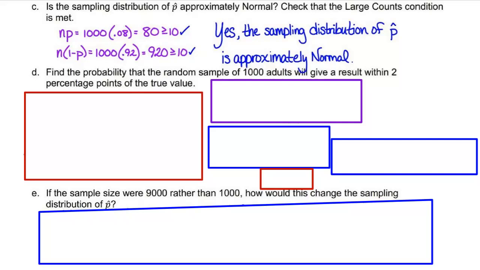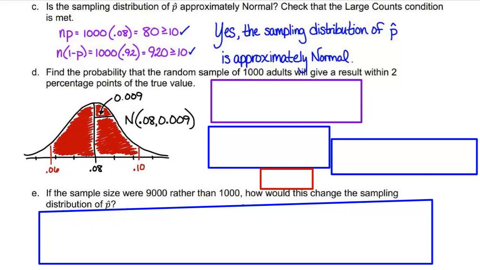What would I need to do to find the probability that the random sample of 1,000 adults will give a result within 2 percentage points of the true value? What kind of distribution did we say we just had? Approximately normal. So anytime we see approximately normal, what's the first thing I want to see on your page? The shape. I want to see your artwork. So we're going to have a normal distribution.